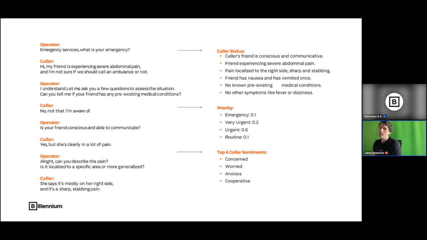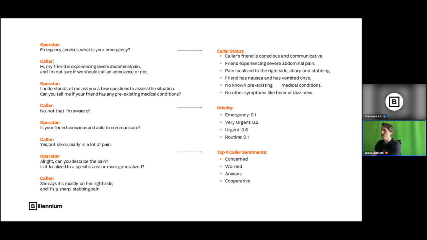And the system worked the way that first we were transforming the voice to text in real time. So you can see on the left there is an operator and caller summary. You can see that the operator gets the emergency call from a caller. The caller informs about the situation, that his friend is experiencing severe abdominal pain, and the operator is going through the triage questions. And based on that, our system is, first of all, creating a caller status.